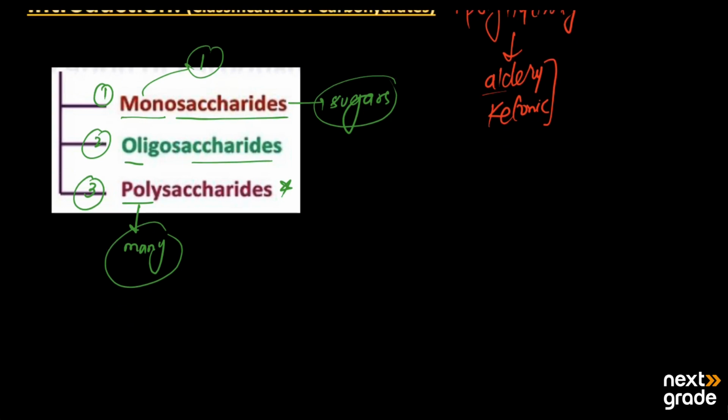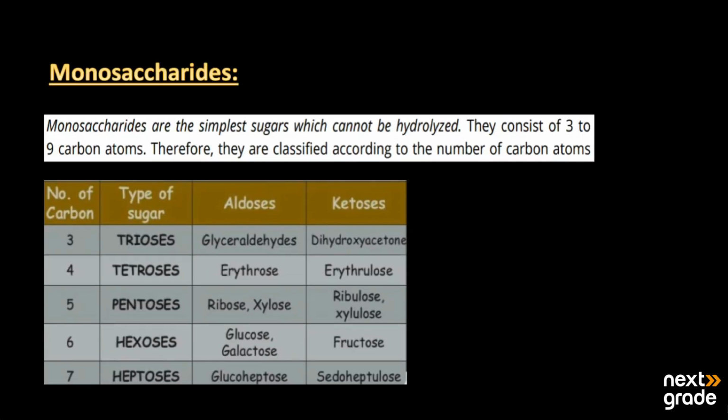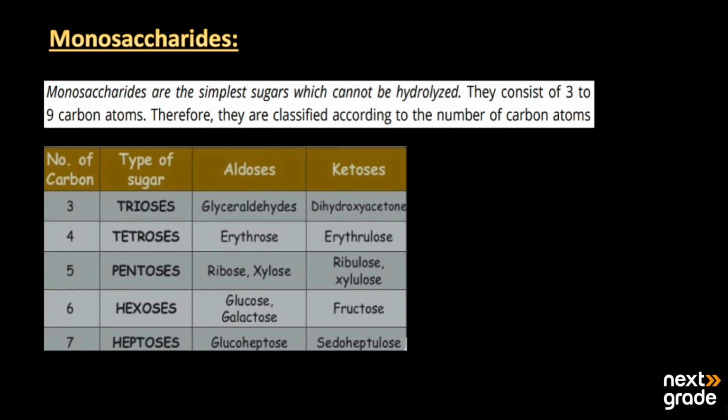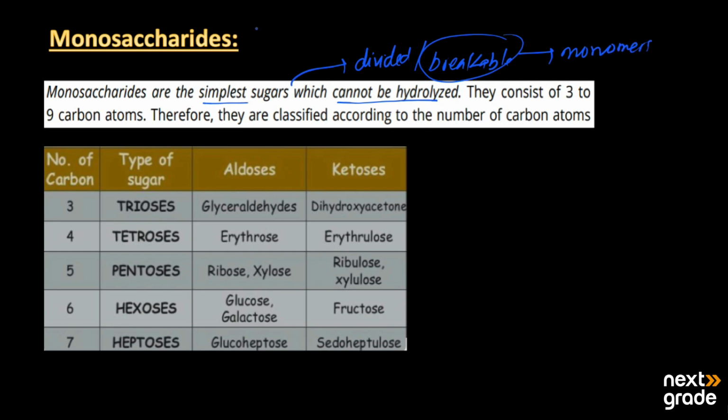So let's have a look at the first type of carbohydrates, which is known as the monosaccharides. Mainly, monosaccharides are known as the simplest sugars. They cannot be hydrolyzed. Simplest sugar means there is a small number of carbon atoms or monomers or sugar groups present, and it cannot be hydrolyzed. It means it cannot be further divided into different monomers. So this is the specialty of the monosaccharides.